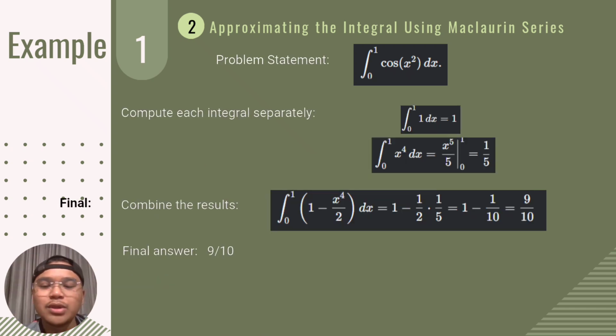After that, we will use the simple integral and combine it, and we will get 1 minus 1 over 2 times 1 over 5. And then for the final answer, we will get 9 over 10.